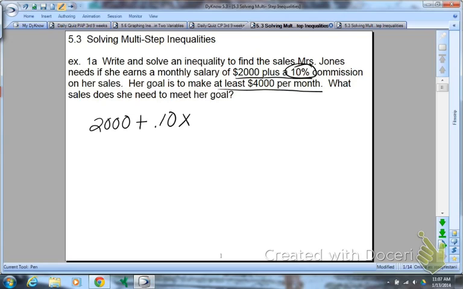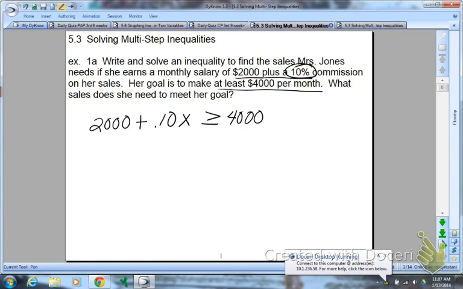Now, at least, what inequality is with at least? If you don't remember, go back and look at your chart in the notes in the section. Is it less than or equal to, Sarah? Greater than or equal to. And that kind of makes sense. You can make more money to pay all your bills, but you just can't make less. So at least, y'all got to remember, at least is greater than or equal to. Now, this is an equation we're going to have to solve. We're going to subtract 2,000 first.